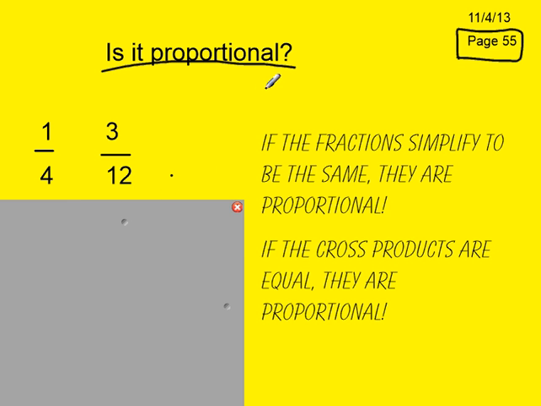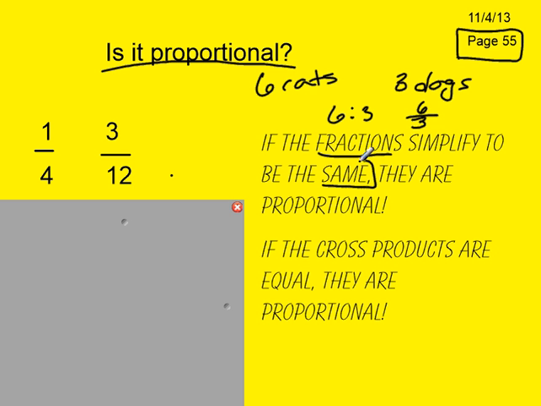A ratio is, for example, if I have 6 cats and 3 dogs, the ratio of cats to dogs is 6 to 3. It can also be written as 6 over 3. So we have a couple fractions over here. And if the two fractions you have simplify to be the same, they are proportional. Now, in order to do this, you have to be able to simplify fractions. So a quick review of how to simplify fractions.